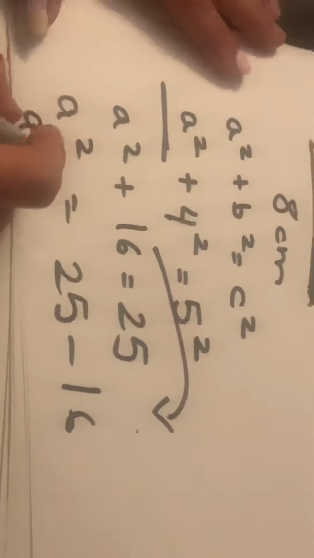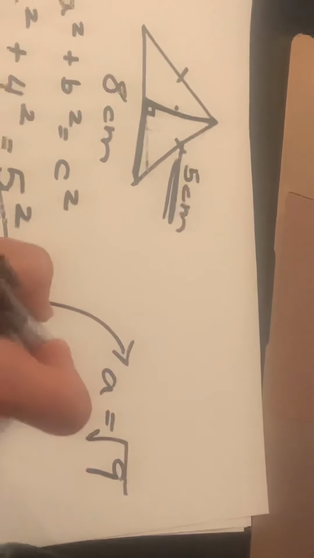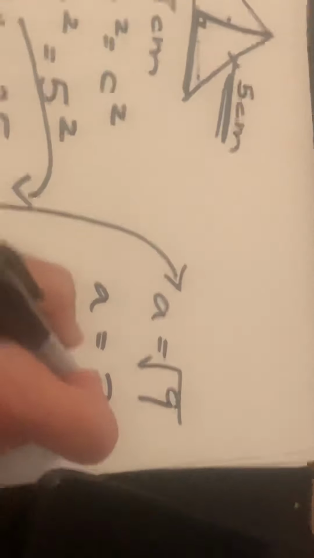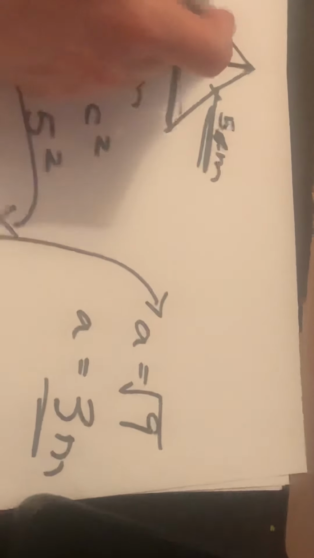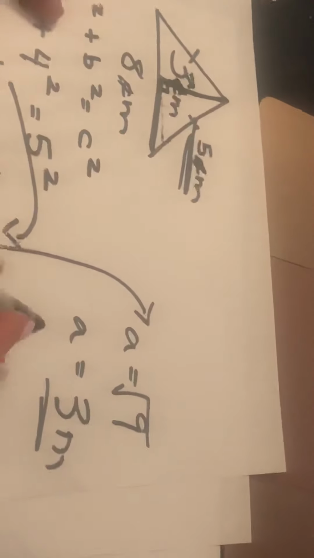A squared equals 9. Is A 9? No. A is the square root of 9. So A equals 3 meters, actually. I did the wrong measurement, didn't I? Yeah. So A equals 3 centimeters. So this height now is 3 centimeters, which is lovely. That's a nice number. That's a bit easier.